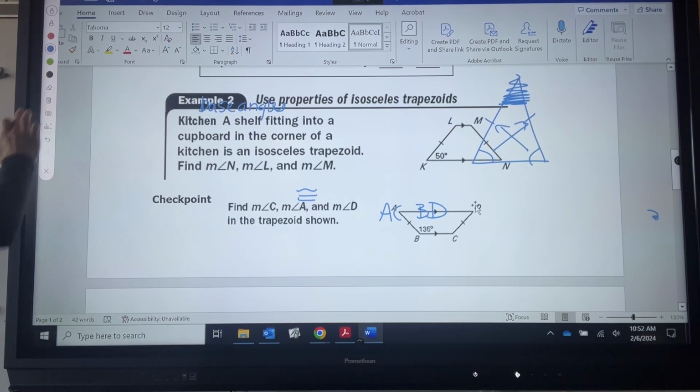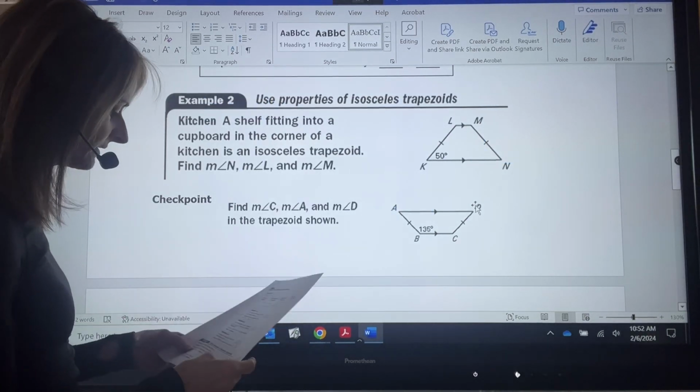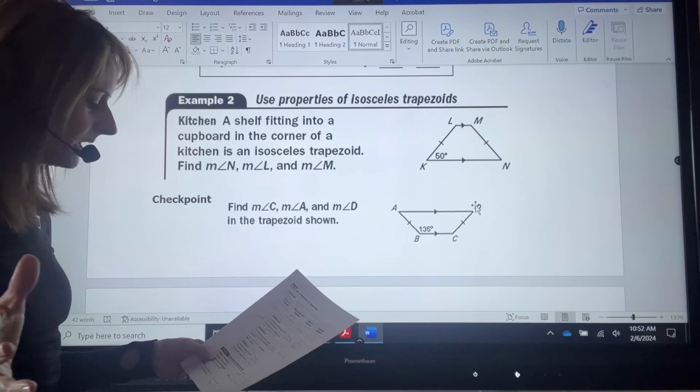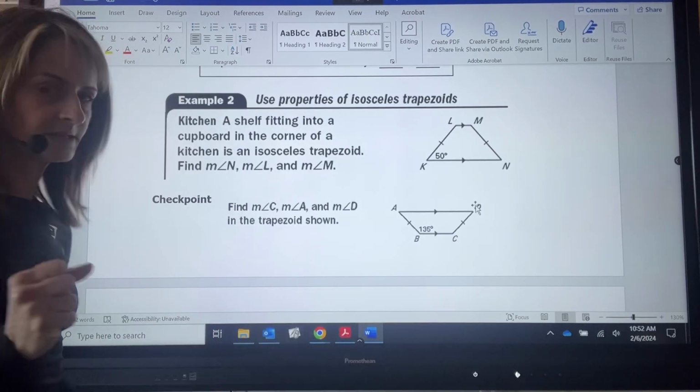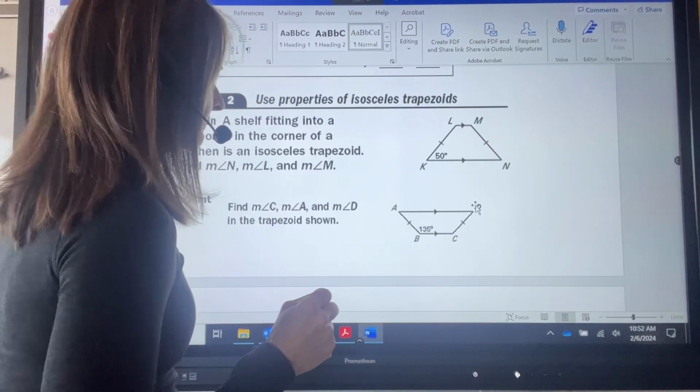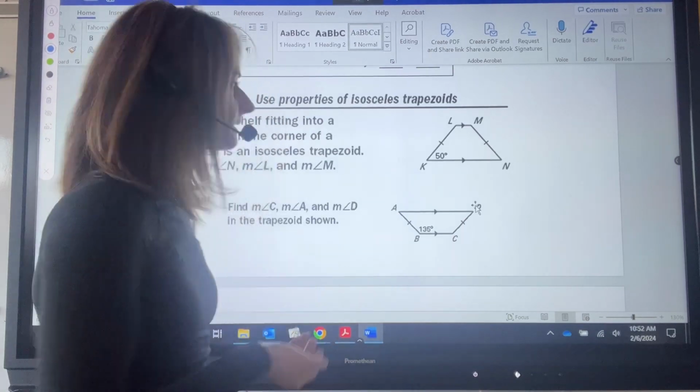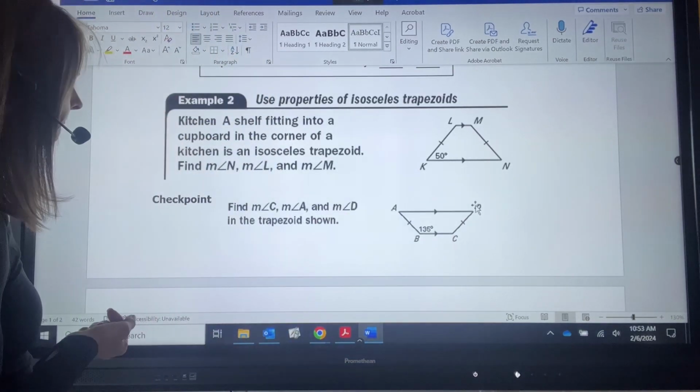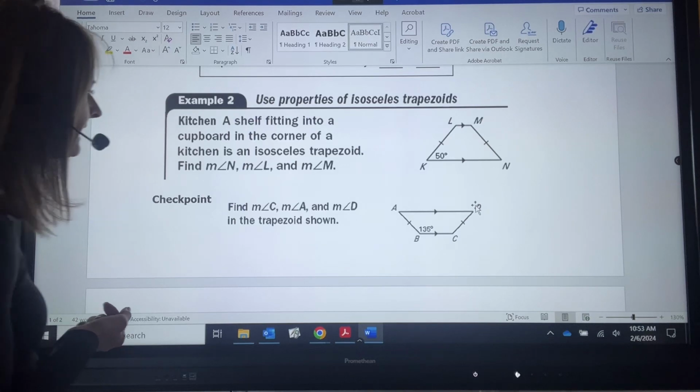Example number 2. A shelf fitting into a cupboard in the corner of a kitchen is an isosceles trapezoid. If you guys ever had a table that's in a corner, kind of looks like this. Find the measures of angle N, L, and M.